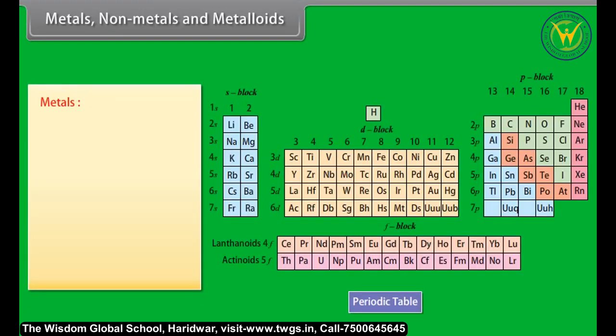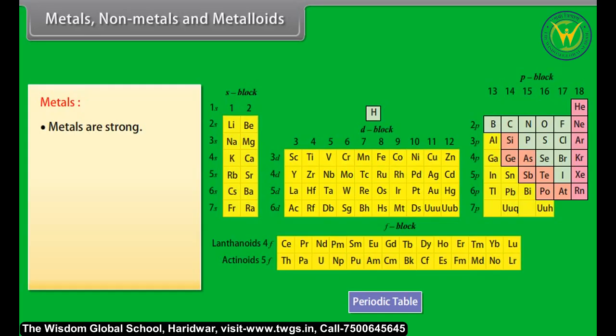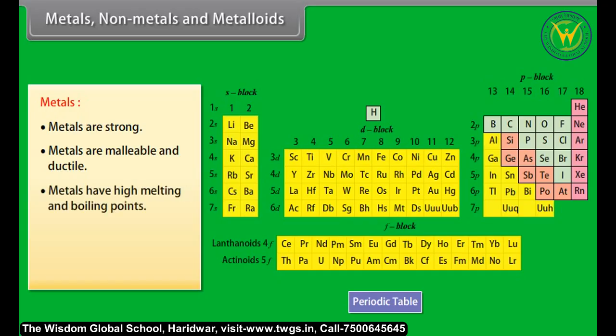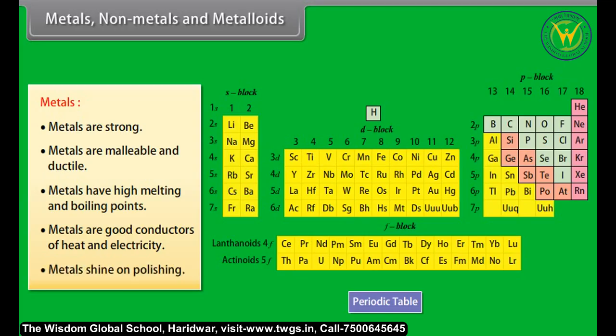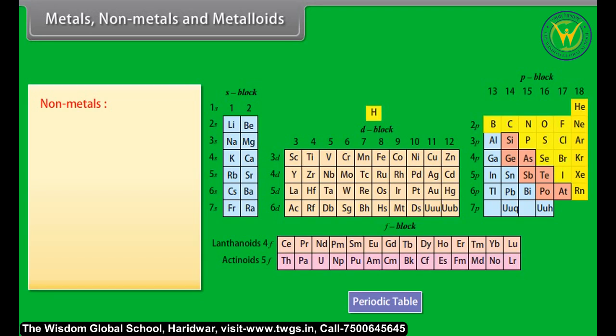Metals, nonmetals and metalloids. Metals. Metals are strong. Metals are malleable and ductile. Metals have high melting and boiling points. Metals are good conductors of heat and electricity. Metals shine on polishing.